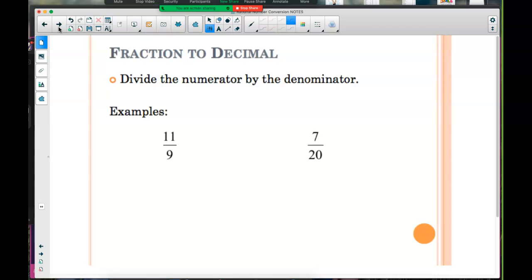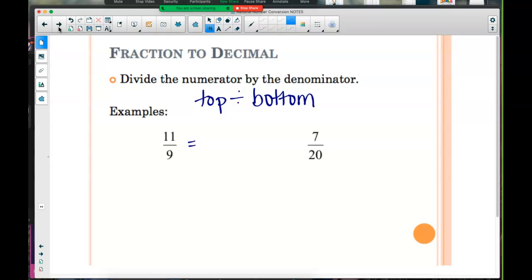Where's the numerator? On top. So it's always the top divided by the bottom. Okay? So in your calculator, if I want to change 11/9 into a decimal, I'm just going to take 11 divided by 9.